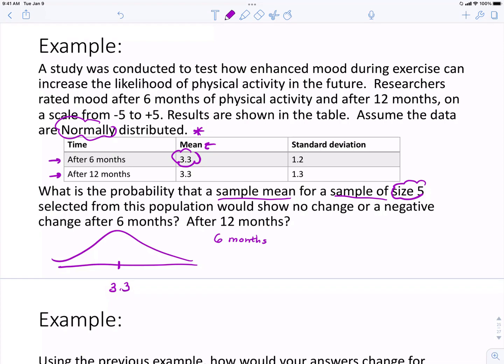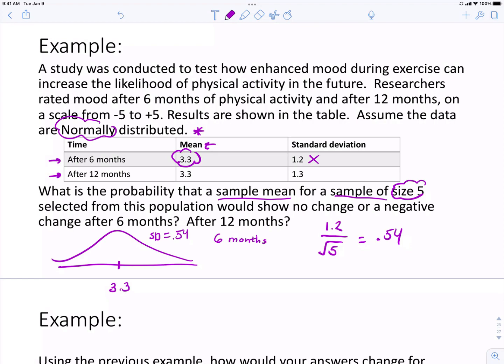However, the spread of this distribution is not 1.2. According to the central limit theorem, the spread is going to be 1.2 divided by the square root of the sample size. In other words, 1.2 divided by the square root of 5. So let me grab a calculator and do this calculation quickly for us. So if we take 1.2 and divide it by the square root of 5, we get 0.54. So we know that the spread of this distribution is 0.54.